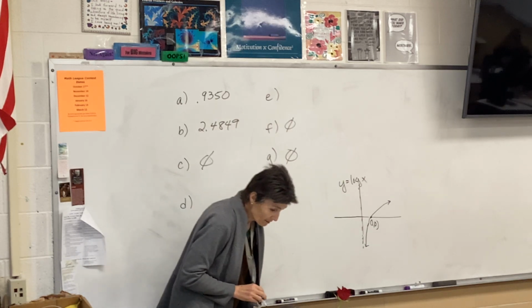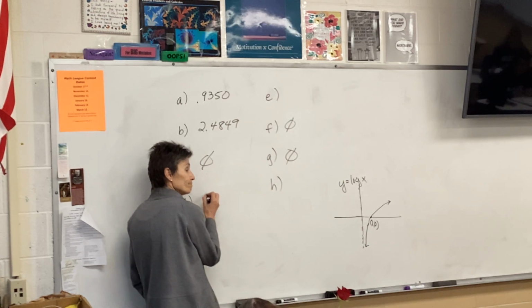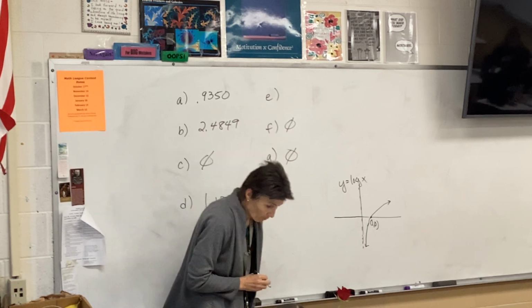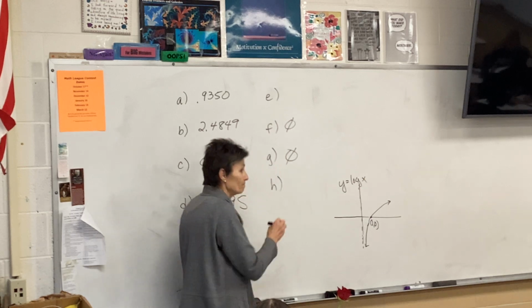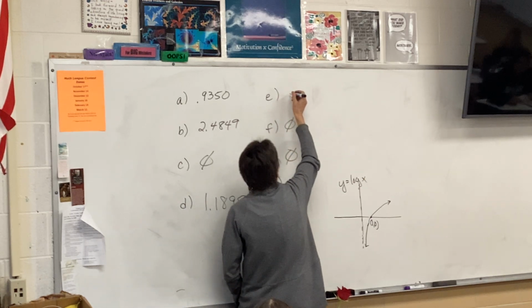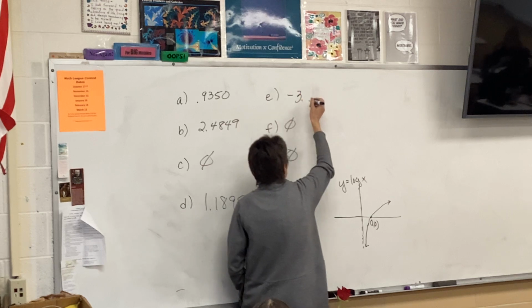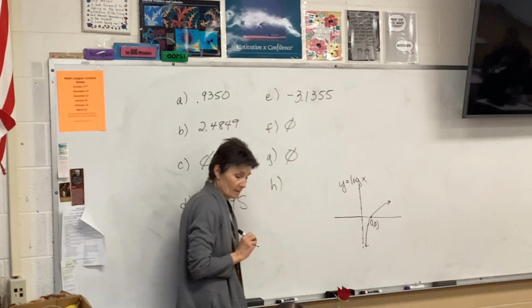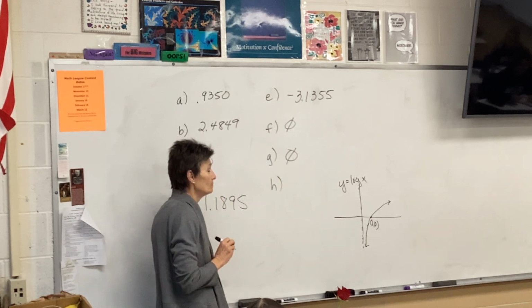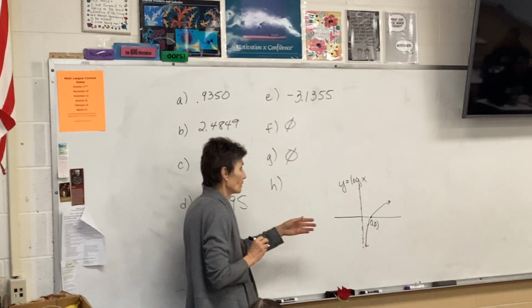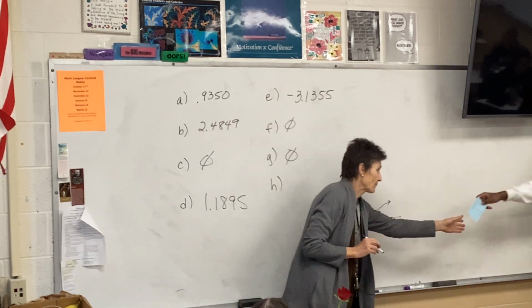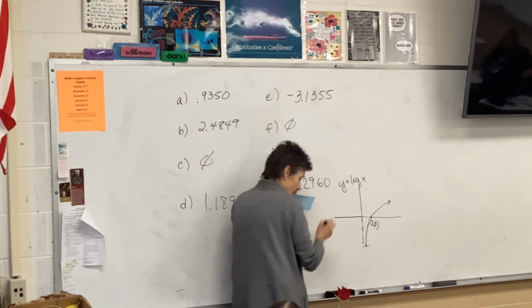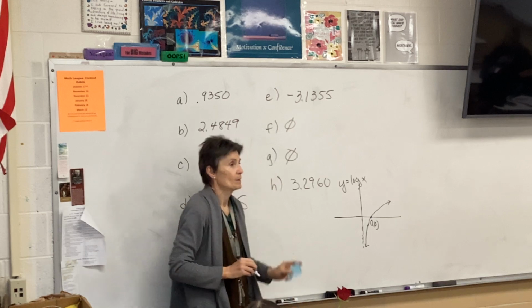All right. Anybody get one to D? 1.1895. Perfect. That's what I got. How about E? Negative 3.1355. Let me see if that's what I got. Yep. And how about H? What did we get to H? 3.2960. Let me double check that. That's what I got too.